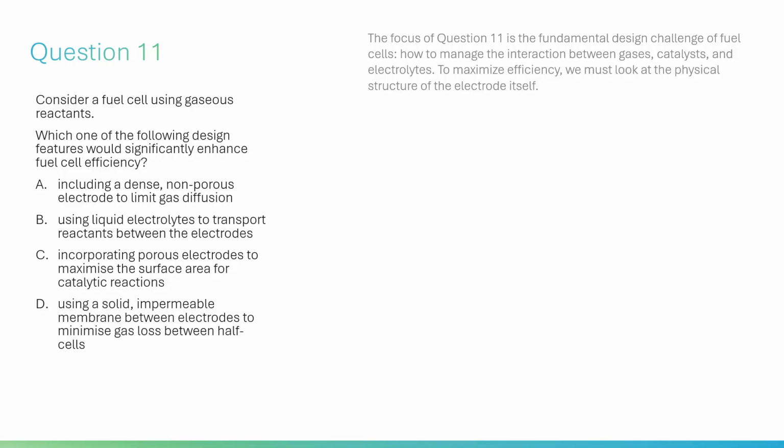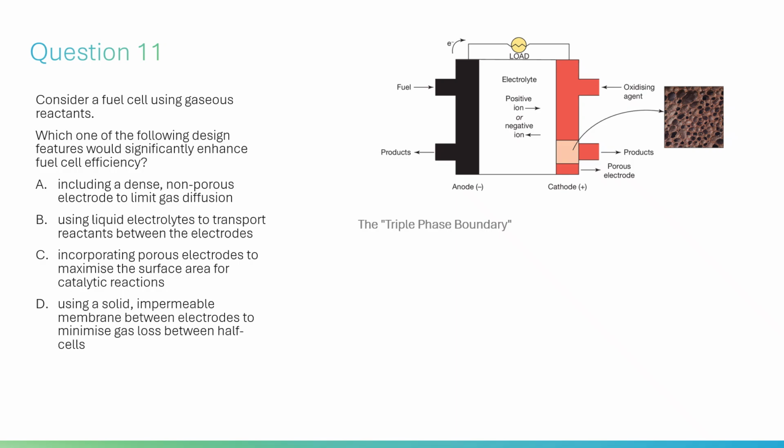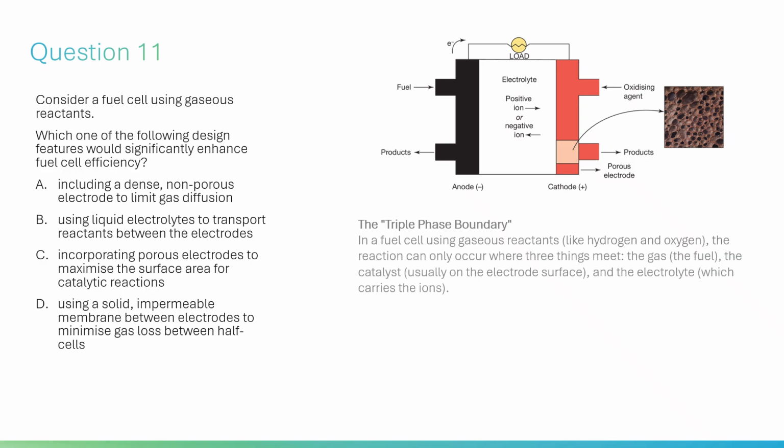The focus of question 11 is the fundamental design challenge of fuel cells: how to manage the interaction between gases, catalysts, and electrolytes. To maximize efficiency, we must look at the physical structure of the electrode itself. The triple phase boundary. In a fuel cell using gaseous reactants, like hydrogen and oxygen, the reaction can only occur where three things meet: the gas, the fuel, the catalyst, usually on the electrode surface, and the electrolyte, which carries the ions. This meeting point is known as the triple phase boundary.